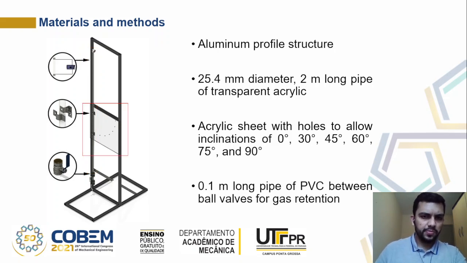It is also composed of an acrylic sheet with holes to allow inclinations of 0, 30, 45, 60, 75, and 90 degrees. And at the bottom of the apparatus, a section of 0.1 meter long pipe of PVC between ball valves for gas retention. So when the upper valve is open, the gas flows naturally upwards, forming the Taylor bubble flowing in the stagnant liquid.